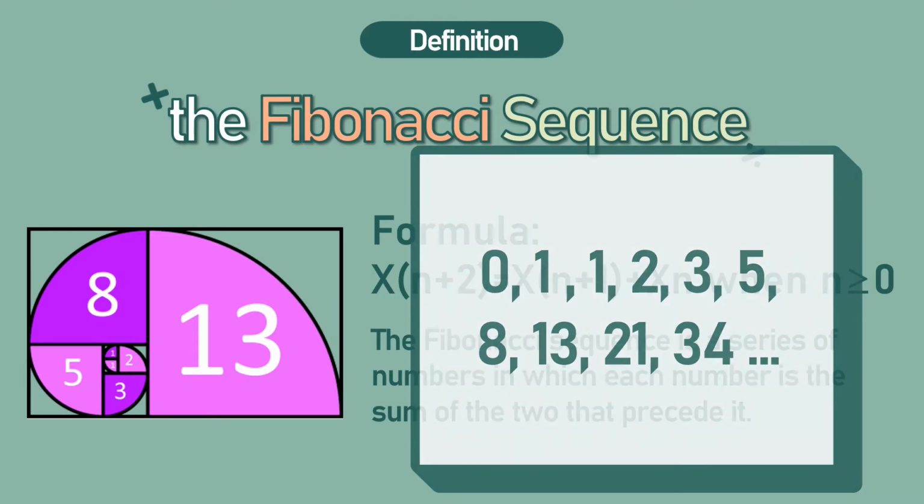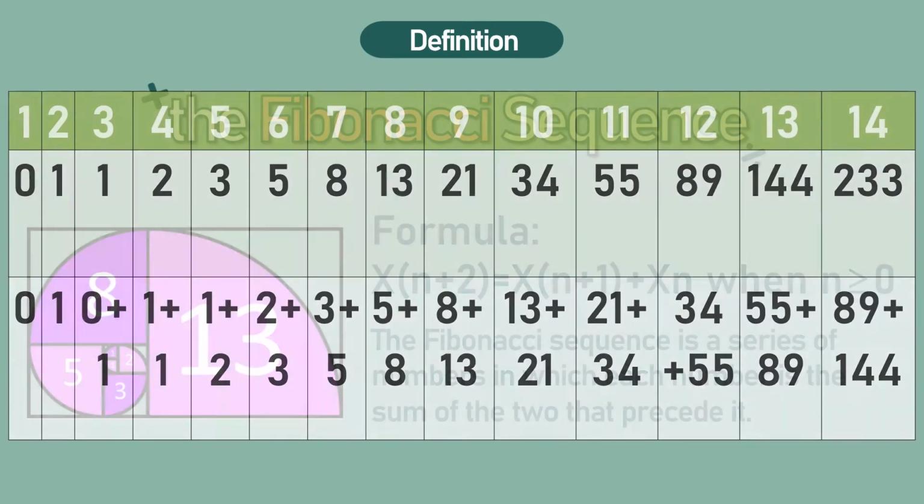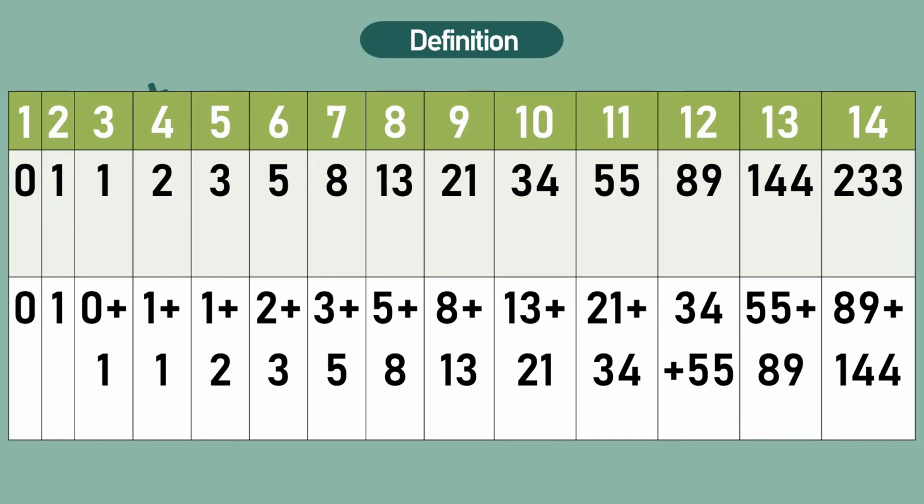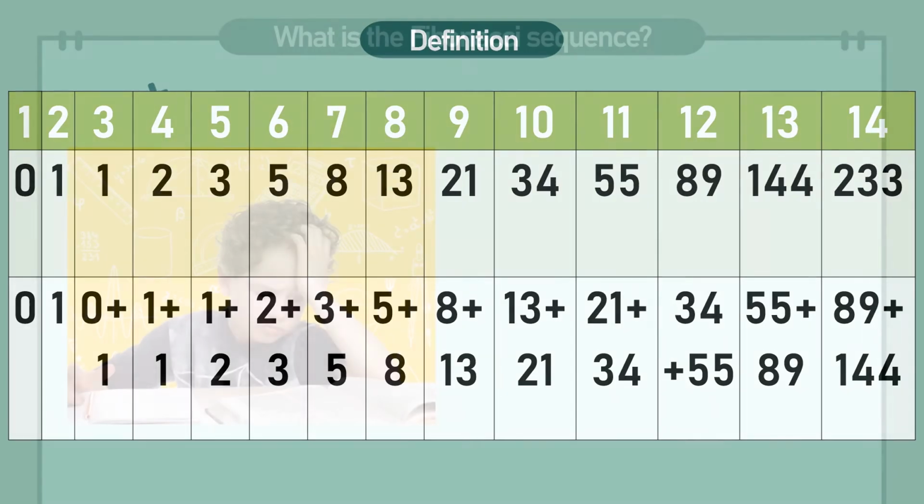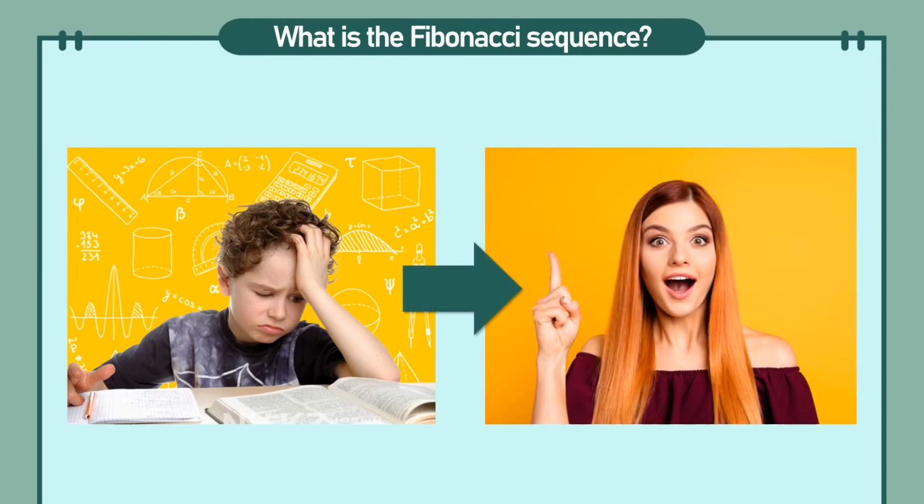It can be expressed in a formula: x_(n+2) = x_(n+1) + x_n, when n is greater than or equal to 0. As you can see, it can be applied like this: 0 plus 1 is 1, 1 plus 1 is 2, 1 plus 2 is 3, 2 plus 3 is 5, and so on. If you understand this principle, you can learn more about the Fibonacci sequence. However, if it is still hard to understand, there is an easier way to help you understand this boring definition.